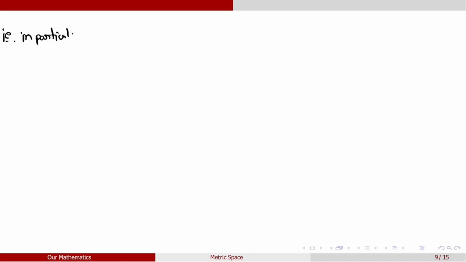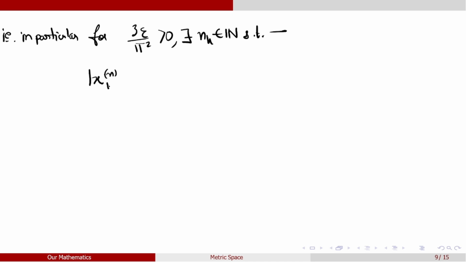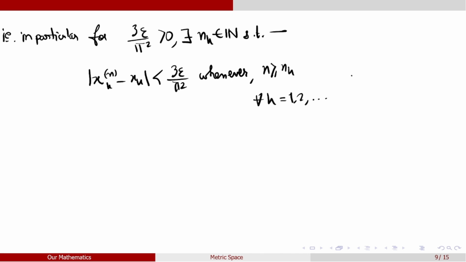In particular, for all epsilon greater than 0 it is true. So in particular for 3 epsilon by pi square greater than 0, there exists nk belonging to capital N such that the absolute difference of xkn minus xk is less than 3 epsilon by pi square whenever n is greater than or equal to nk. This is true for all k, so it is true for 1, 2 up to p. Let's mark this as 1.